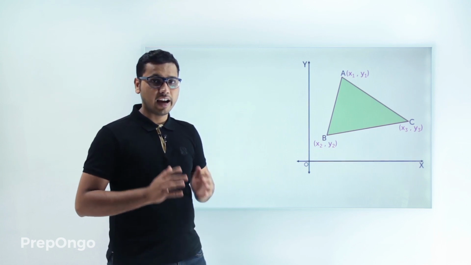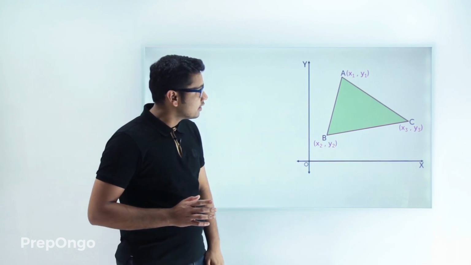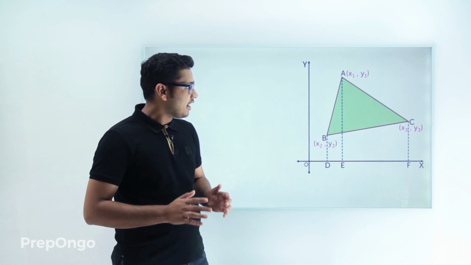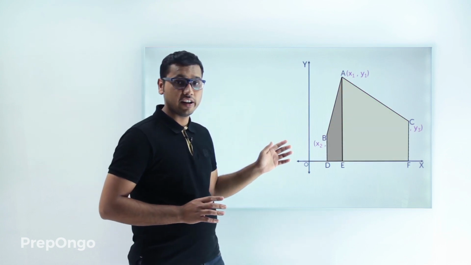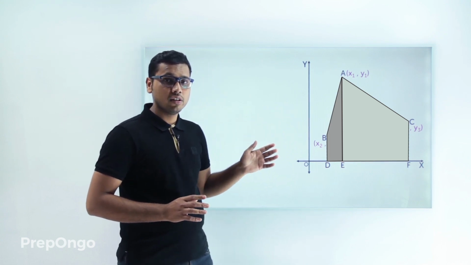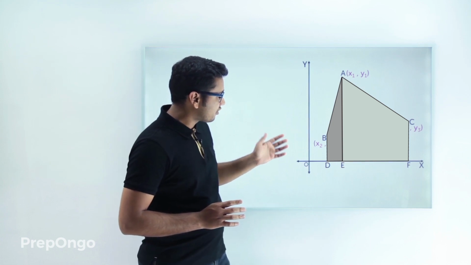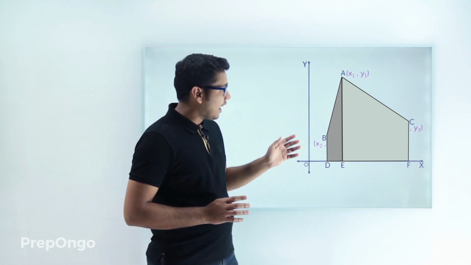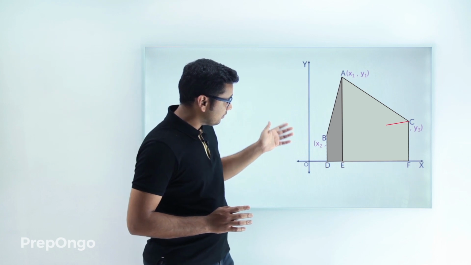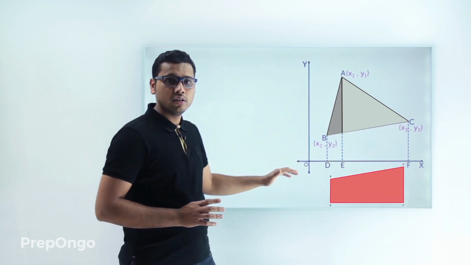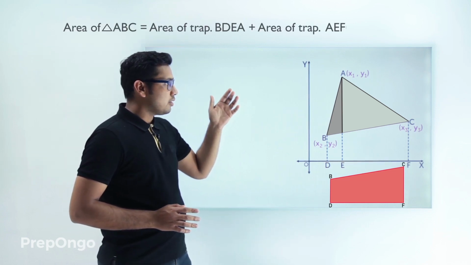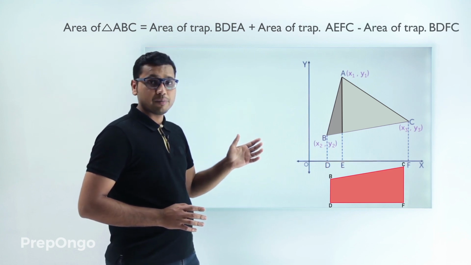Now for that, let's have some construction. Let's draw BD, AE and let's also draw CF. So now you can see that we are getting some trapeziums over here, and we can write down the area of this triangle in terms of these trapeziums. The area of the triangle will be the sum of trapezium BDEA and AEFC, and we have to subtract trapezium BDFC from it. So we can write the area of the triangle as area of trapezium 1 plus area of trapezium 2 minus area of trapezium 3.